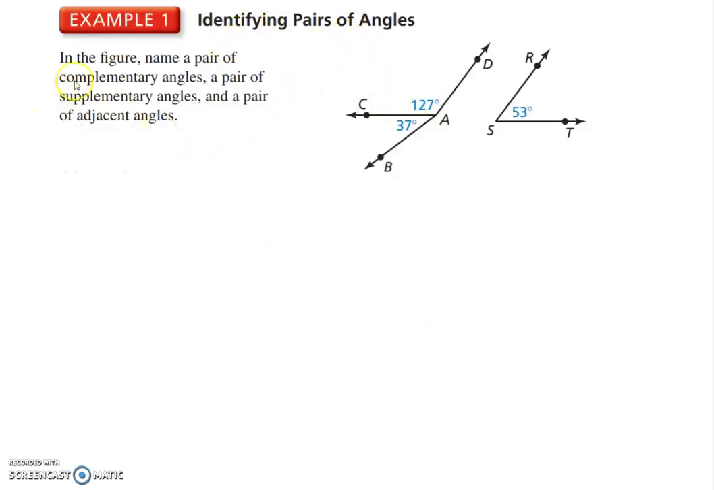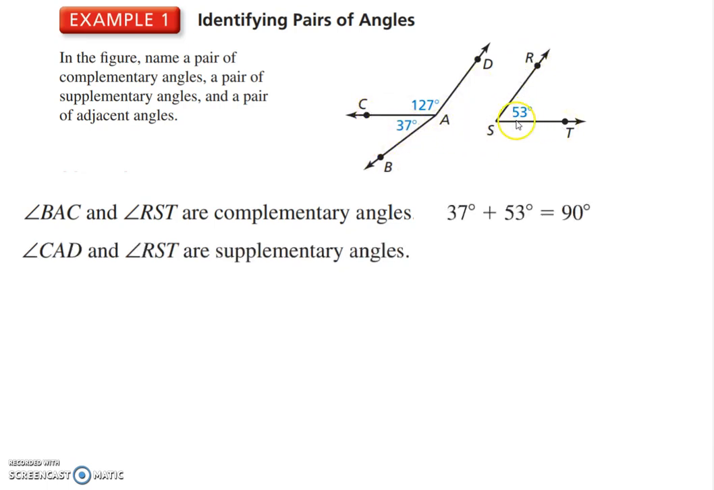Alright, identifying pairs of angles. In this figure, name a pair of complementary angles, a pair of supplementary angles, and a pair of adjacent angles. Complementary, remember, is the corner, so we want them to add up to 90. So which ones here add up to 90? We have BAC and RST. Those are complementary because 37 plus 53 is 90. And then CAD and RST, those add up to 180. So those are supplementary angles.